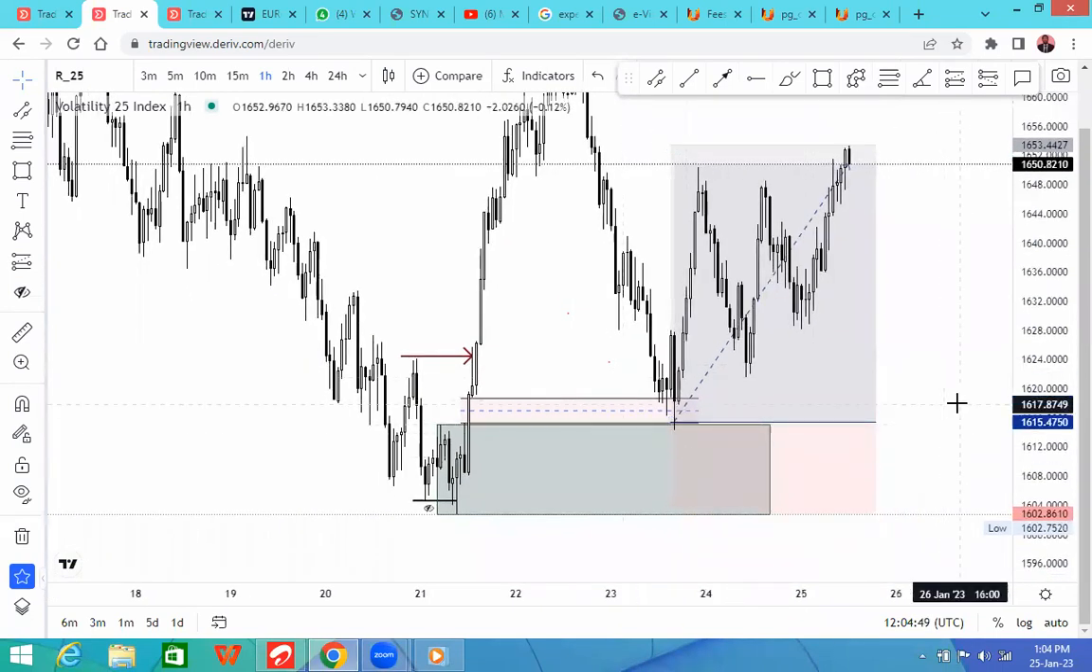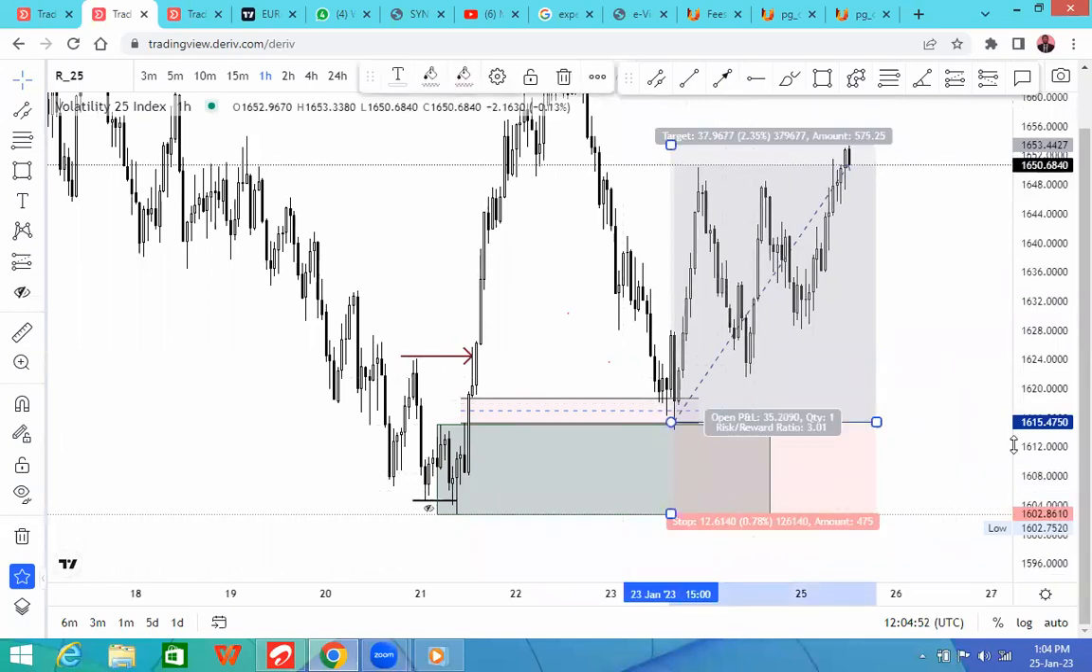I want to take this trade. So I'm going to divide my $10 by 12.614. My $10 divided by 12.614 gave me 0.79. So that 0.79 becomes the lot size I'm going to use on my MT4.